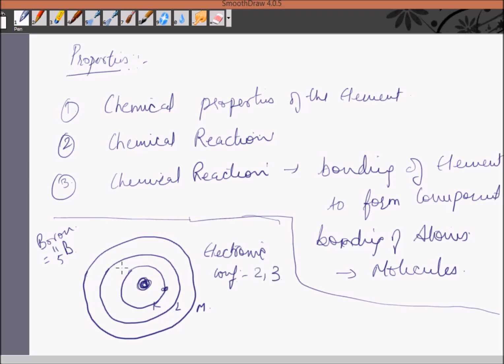So here 2 electrons go in the K shell and there are 3 in the L shell. So this is the outermost shell, L, for boron. And the valence electrons for boron are 3. I hope you have understood it properly. So let's start the session, learning very systematically.